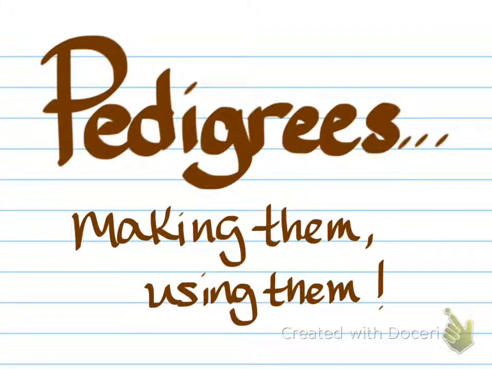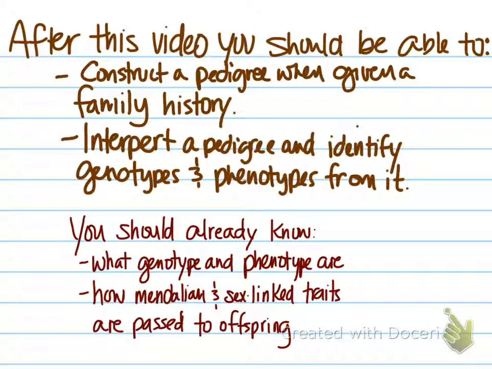Hi, it's Moser with a quick tutorial on pedigrees, making them and using them. After this video, you should be able to construct a pedigree when you're given a family history, interpret a pedigree and identify genotypes and phenotypes from it. That means you already need to know what genotypes and phenotypes are, as well as how Mendelian and sex-linked traits are passed on to offspring.